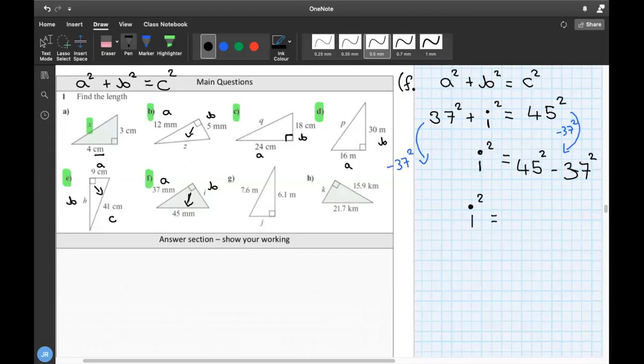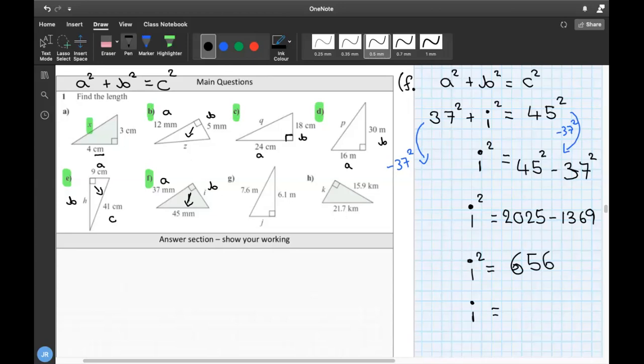I can now simplify that and find out what 45 squared is. So I put that into my calculator, I'll get 2025. And we're taking away 37 squared, which was 1369. I can now simplify that even further and do the subtraction. 2025 subtract 1369 will give you 656. Remember that is equal to I squared. We're now ready to go from I squared to I by square rooting.